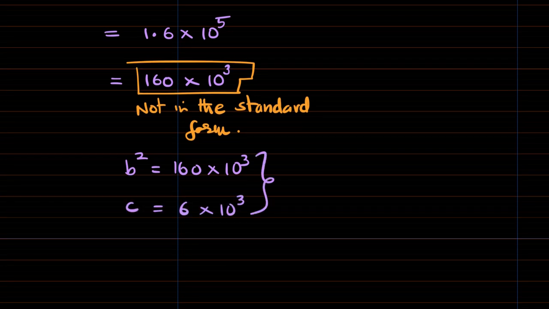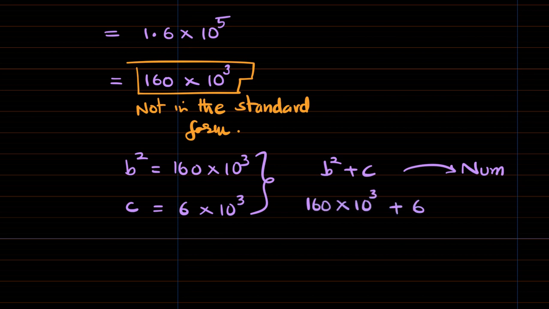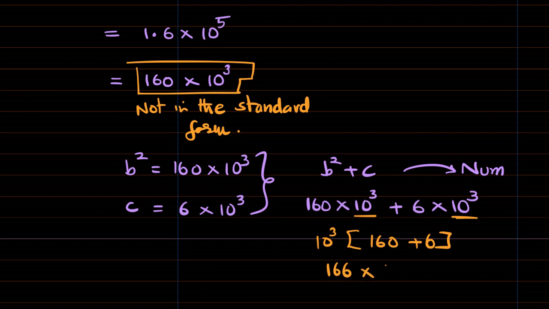So if I add this up, which is B square plus C, which is the numerator. So therefore, this is 160 into 10 raised to power of 3 plus 6 into 10 raised to power of 3. So let's take 10 raised to power of 3 common. And then what am I left with? 160 plus 6, which is 166 into 10 raised to power of 3.